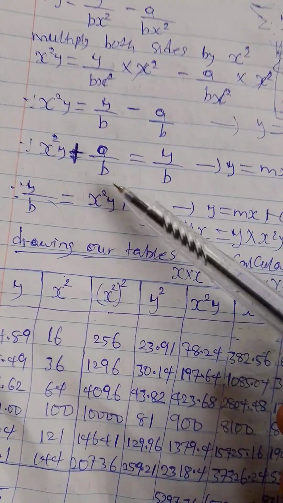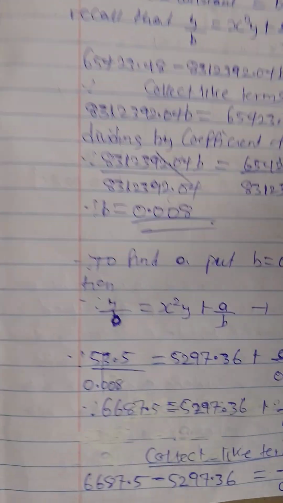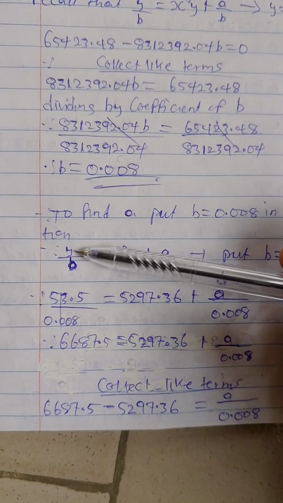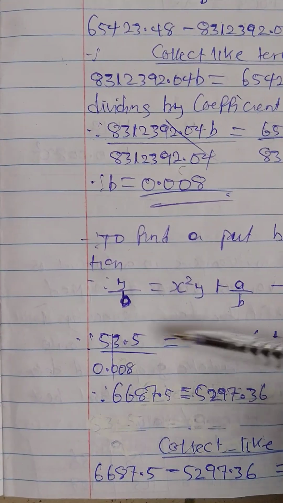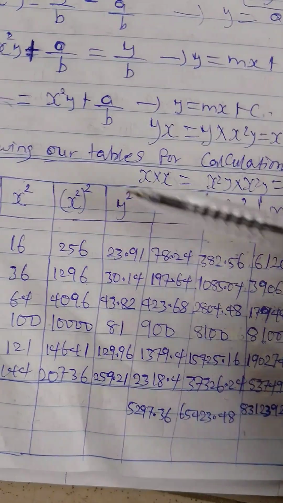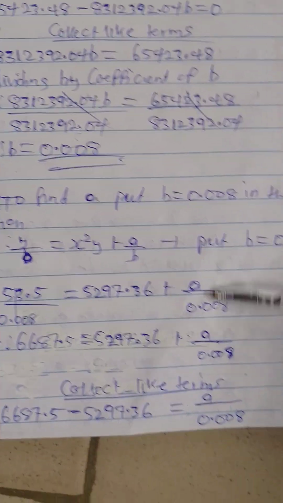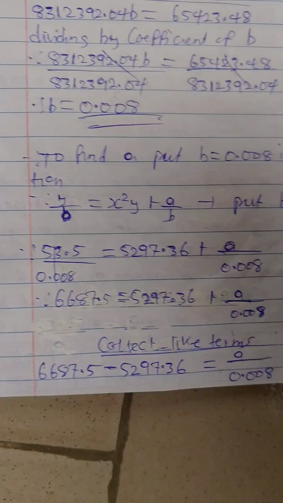Now to find a, put b equal to this in the equation. Our original equation is y over b is equal to a squared y plus a over b. Putting b equal to this in this equation, that becomes y. Now my total of y is 53.5, so 53.5 all over b, which is 0.008, is equal to x squared y. My total of x squared y is 5297.36, so that is 5297.36 plus a over b, where b is 0.008.